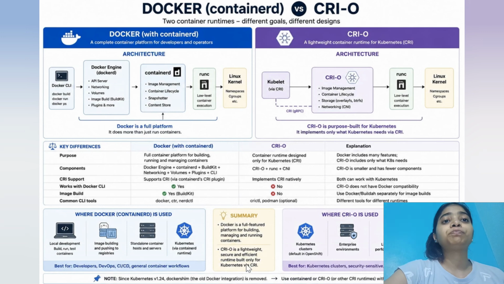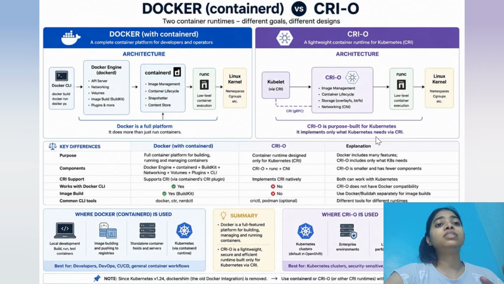If we see on the upper level, we will see kubelet, which will do the communication. It has CRI-O in it, which is handling the networking, storage, container lifecycle, image management, and the same thing. So CRI-O is purpose built for Kubernetes. It implements only what Kubernetes needs. So containerd can support Kubernetes, but CRI-O is only created for Kubernetes.